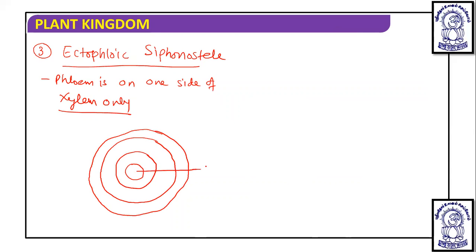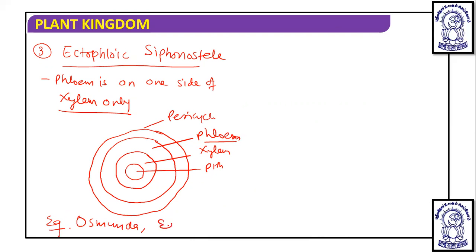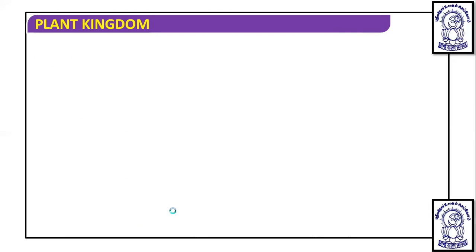So this is pith, this is xylem, and this is phloem. And this phloem is only on the one side. Okay, and this ectophloic siphonostele, ecto means outside, is seen in case of Osmunda and Equisetum. But if you talk about another type, amphiphloic siphonostele, then it is seen in case of Marsilea. So let's talk about the amphiphloic siphonostele, which is the fourth type.